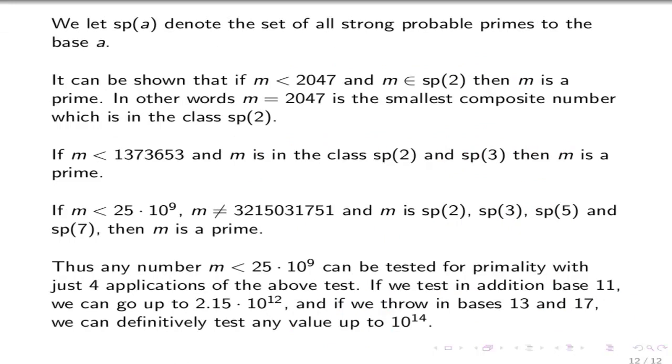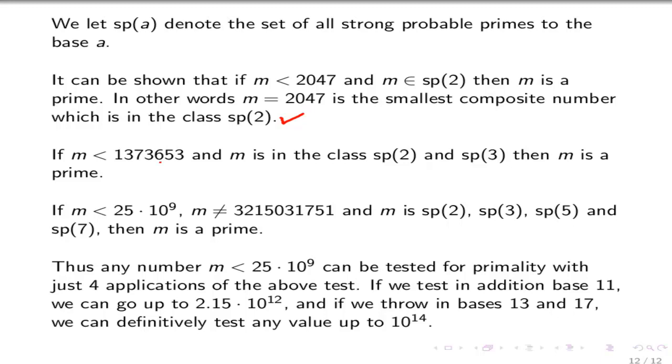Now let's let SPA denote the set of all strong probable primes to the base A. It can be shown that if M is smaller than 2047 and M is a strong probable prime to the base 2, then M is in fact a prime. So 2047 is the smallest composite number which is a strong probable prime to the base 2.